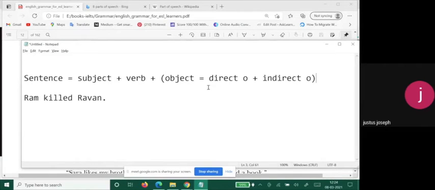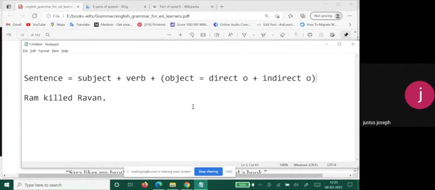Is it clear? Ram killed Ravan. Ram is the subject. Killed is a verb. Ravan is the object. Now, Ravan, is it a noun? Yes. Is it a proper noun? Yes. Right. Ravan is a noun. Ravan is a proper noun. But what is the usage of Ravan? Ravan is used here as an object. Okay, not as a subject.